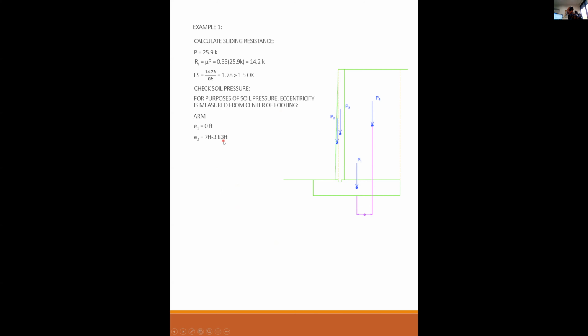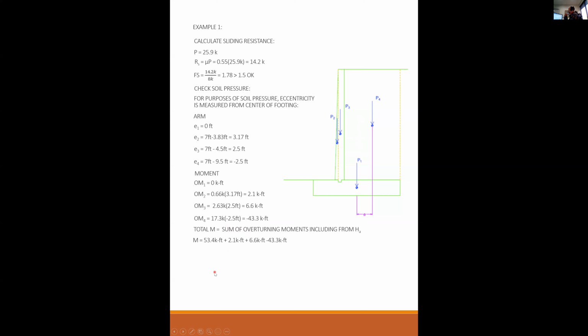E2 is 7 minus 3.83, which we got from the first part, 3.17. E3 is 7 minus 4.5, 2.5. E4 is 7 minus 9.5, minus 2.5. So the eccentricity to the center is 0, 3.17, 2.5, and this is on the other side, so it's negative 2.5. Find the moments. Overturning moment of 1 is 0, 2 is 2.1, 3 is 6.6, and 4 is 17.3 times minus 2.5 is minus 43.